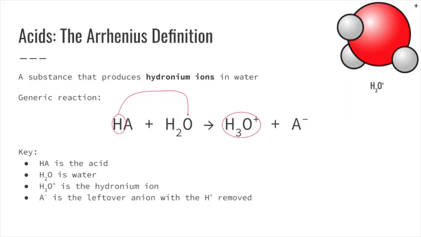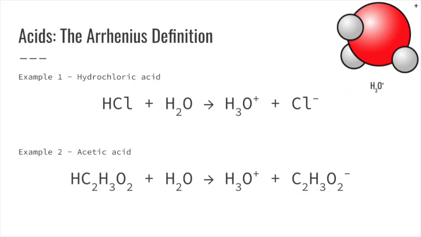This is the mental picture you want to have every time you visualize what's happening when an acid reacts with water. The arrow shows that the H+, a proton, in the front of the acid formula is removed and attaches to the water molecule. This produces a water molecule with an extra hydrogen atom and a positive charge, the hydronium ion. The A- is the anion that's left over when one H+ is taken off of the front of the HA acid molecule. Now let's look at two specific examples and apply the generic equation to them.